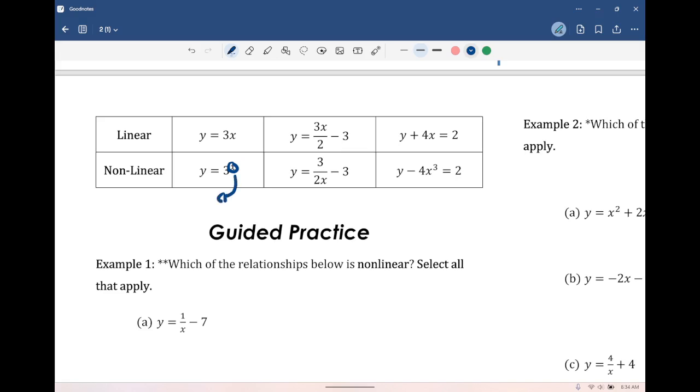This is something with a very specific name called an exponential. We will not deal with those in here. However, if x is in the power, it is a no-go. All right, second one.